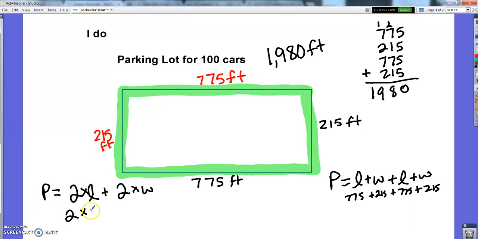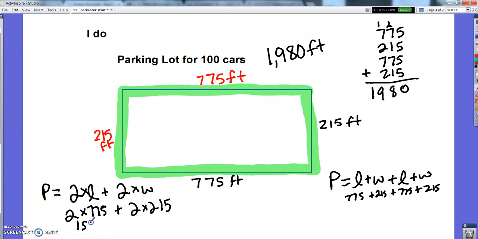Doing 2 times 775 is not easy to do in my head. Plus 2 times 215, that's not too bad to do in my head. But if you didn't want to do those in your head, this is probably the better strategy. If you're better at adding, use this one. If you're better at multiplying, use this one.